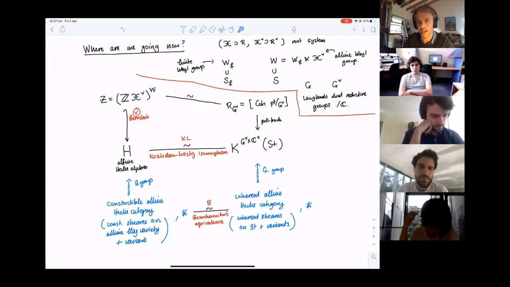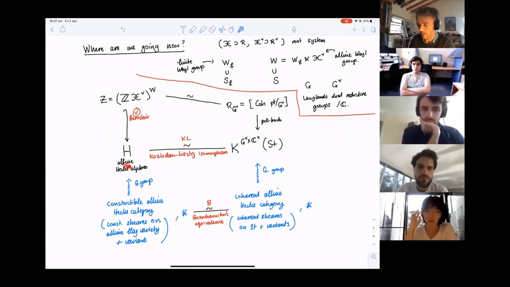And I think I explained prior to Christmas why it's very natural to expect this to be the center on this side, whereas over here, this was kind of a surprising theorem.